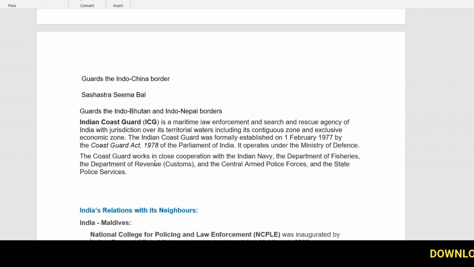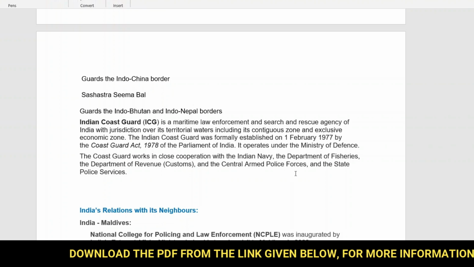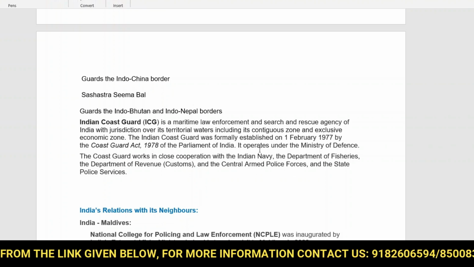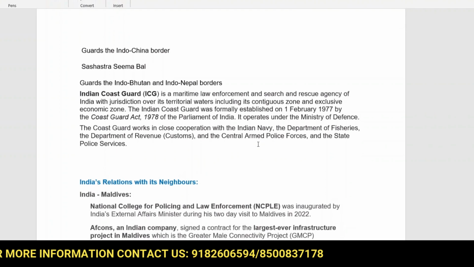The Coast Guard works in close cooperation with the Indian Navy, Department of Fisheries, Department of Revenue, that is Customs, and Central Armed Police Forces under the State Police Services. This is about ICG. Just look at it and leave. Not much important.